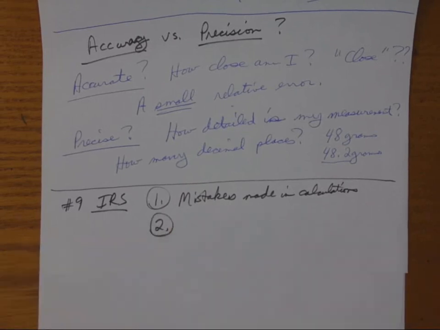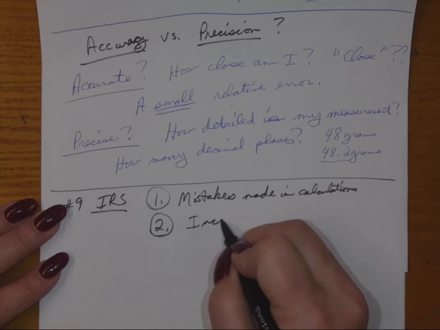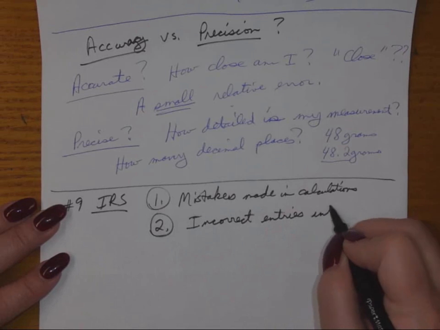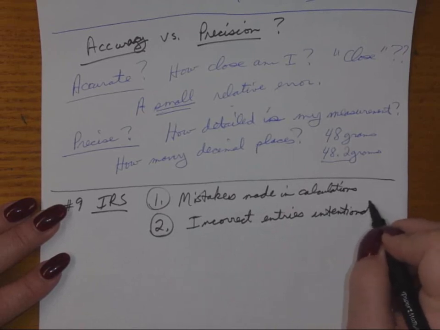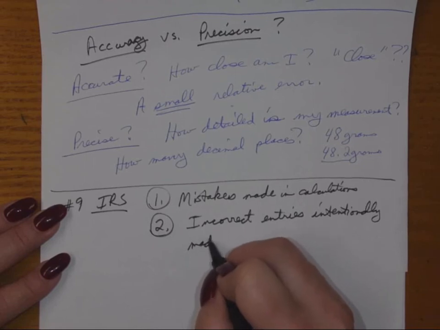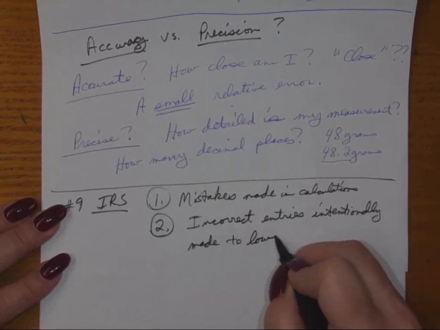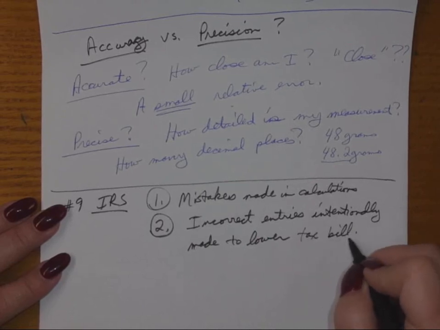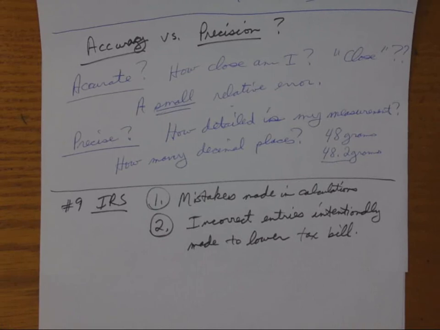Number 2 is incorrect entries that were intentionally made in order to lower the tax bill. Okay. Incorrect entries intentionally made in order to lower the tax bill. Those are the 2 things that this IRS agent is looking for. And the question says, discuss whether each problem involves a random or a systematic error. Okay. So what are you thinking?